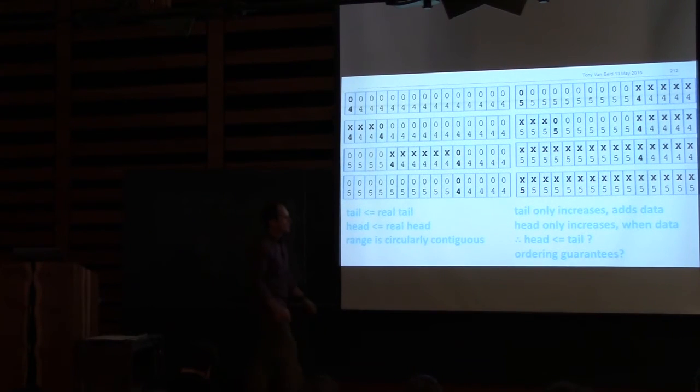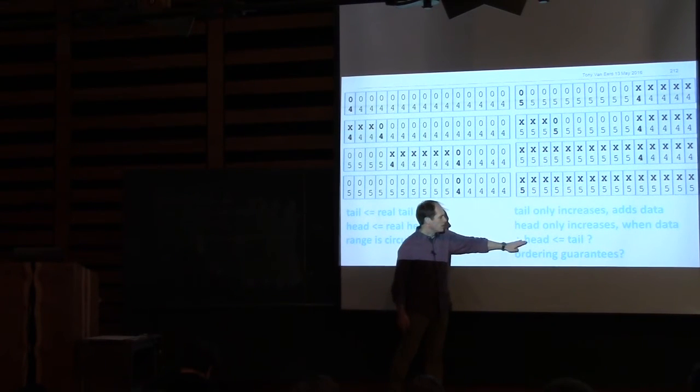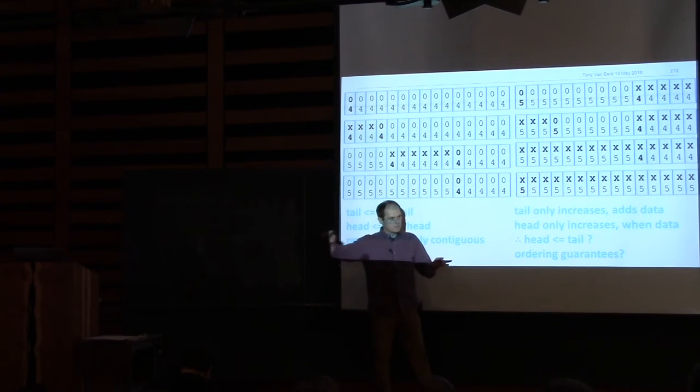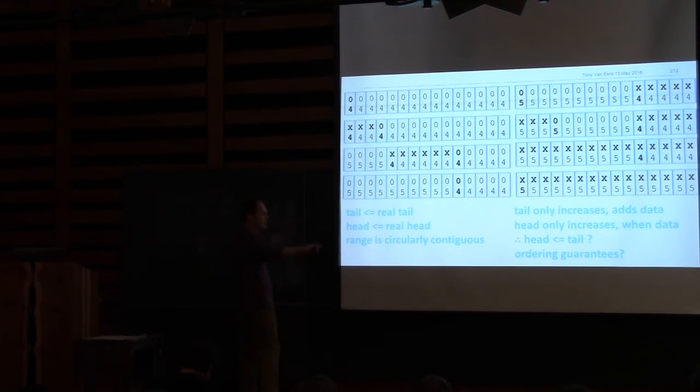Right. So I think this one's fairly easy to prove, other than wrapping. And with these, I think I can prove that head is always less than tail in the sense of, you know, they wrap, but the non-wrapped head is always behind tail, which is kind of what you want.